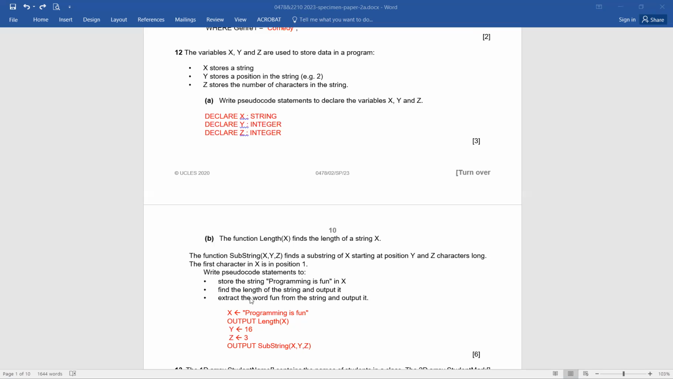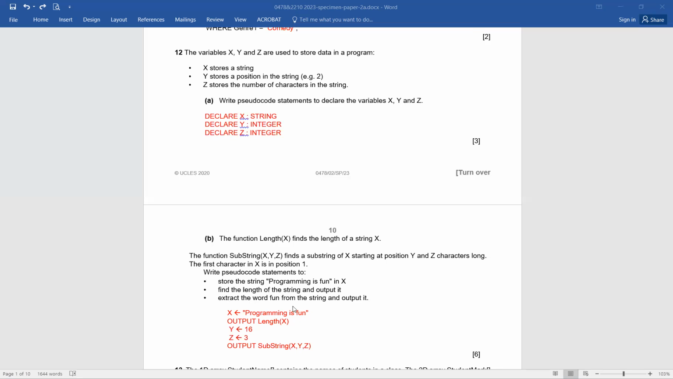But since they only wanted you to output the length of the string, if you have used output and then the length function, this predefined function that we have learned, that will help you a lot in getting the task done. I hope that we are clear with these 2 statements. The last one is extract the word fun from the string and output it.